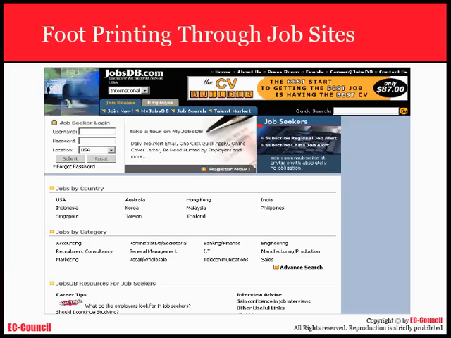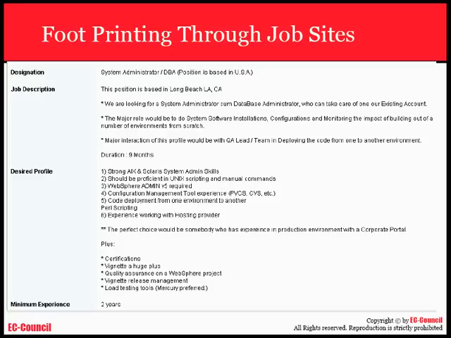So for instance, here's a shot of jobsdb.com, and you can see a lot of the different information you can gather. Here we have the different organization itself. You have a job description here. It's located in Long Beach, California, and you have the different profile itself. So all of this information becomes very critical when you're trying to just find out as much as possible about an organization.